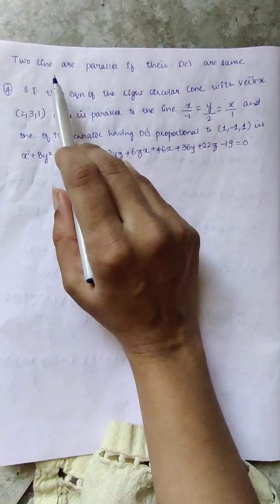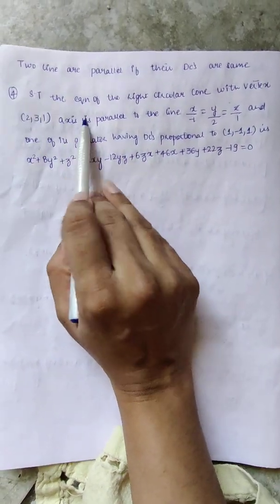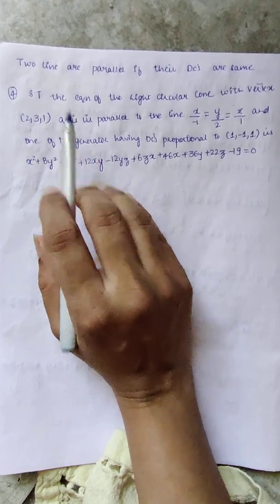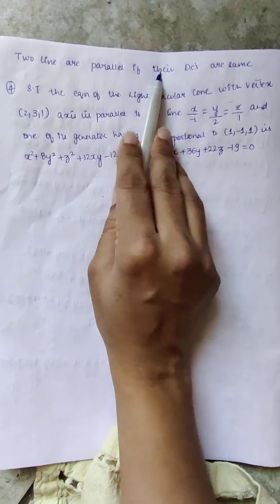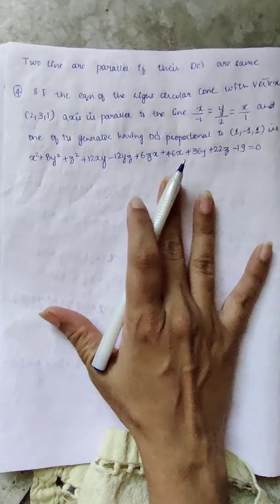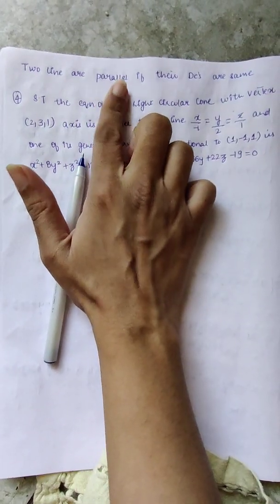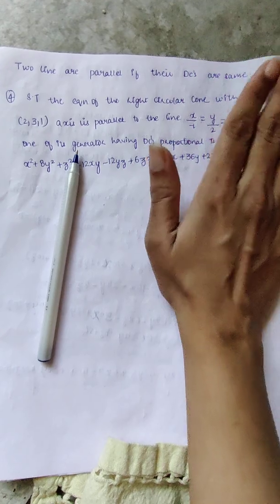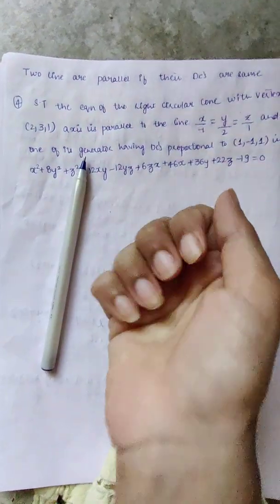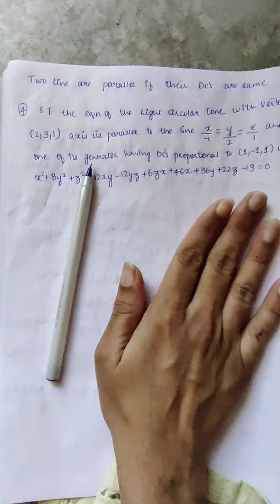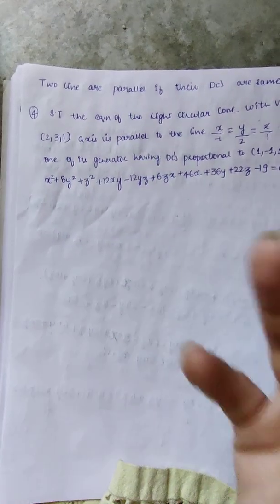Okay, girls, let us go through problem number 4 on a right circular cone. Before moving on to this question, let us see the note point. I want you to just remember that I discussed this in spheres as well. Whenever we have two lines which are parallel to each other, the direction cosines would be the same. That means if you have two lines, the denominators would be the same. But the condition is that the two lines should be parallel to each other.